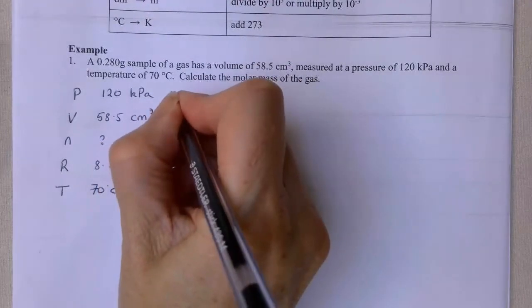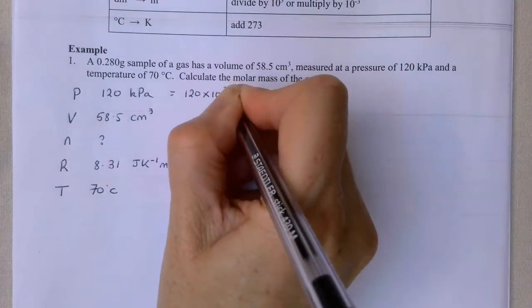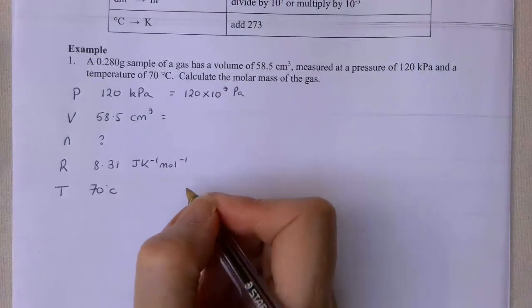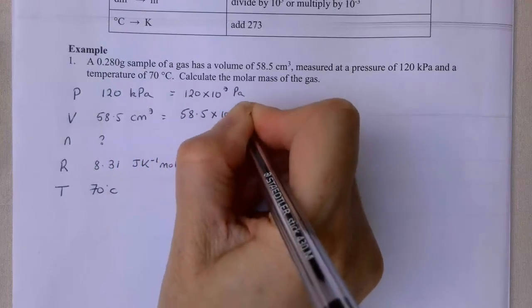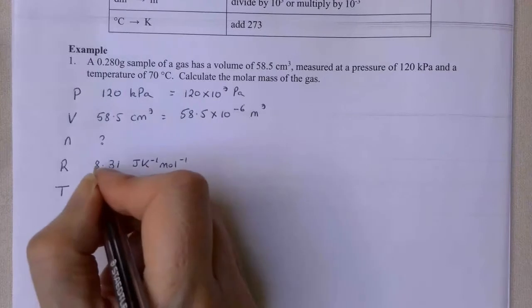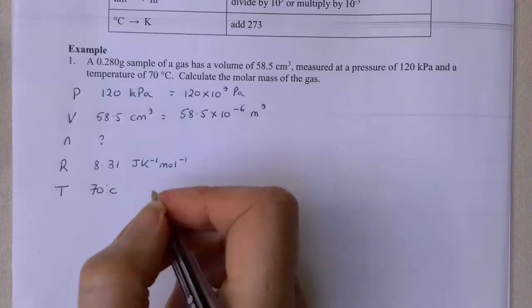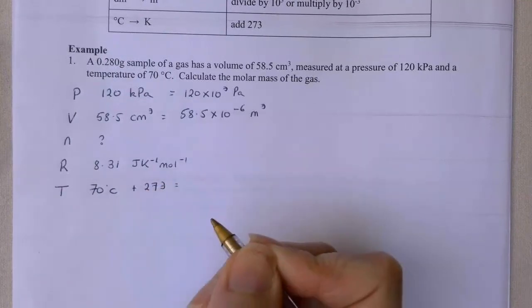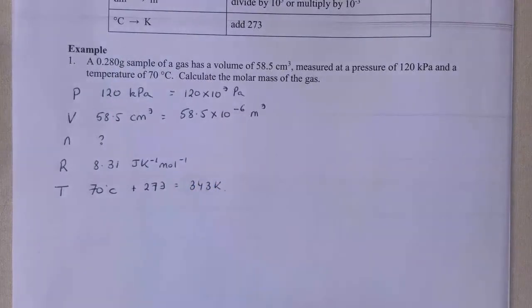Now what I need to do is convert all of these into the correct units. So 120 kilopascals is 120 times 10 to the 3 pascals. 58.5 centimetres cubed is 58.5 times 10 to the minus 6 metres cubed. The R value stays the same, and the temperature changes. I'm going to add 273 to this to convert it into Kelvin, and I get 343 Kelvin.